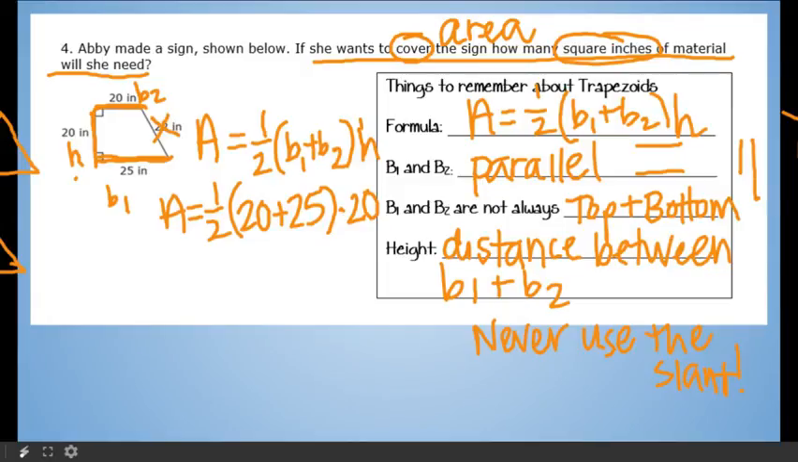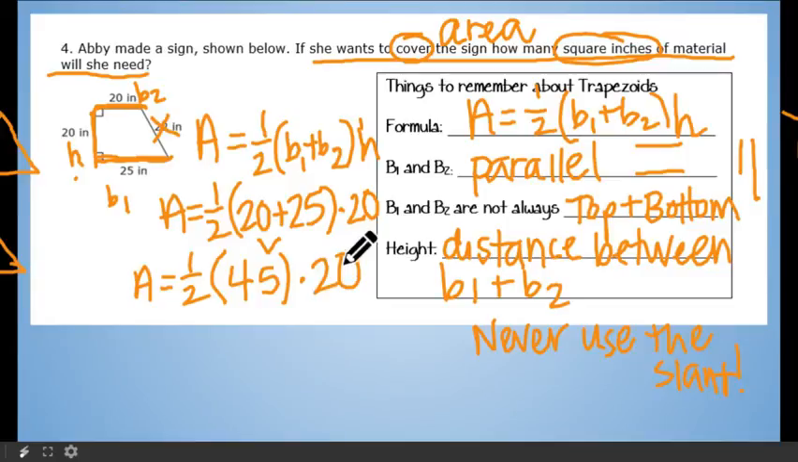GEMDAS or PEMDAS tells us to start with the grouping symbols or the parentheses. So A equals 1/2 times, we're going to do 20 plus 25, which is 45, times 20. Now we're left with all multiplication. You could do that in any order you want. You could do 1/2 times 45 times 20, or 20 times 45 times 1/2. And remember, times 1/2 is the same as dividing by 2. So you can think of that as dividing your number by 2.